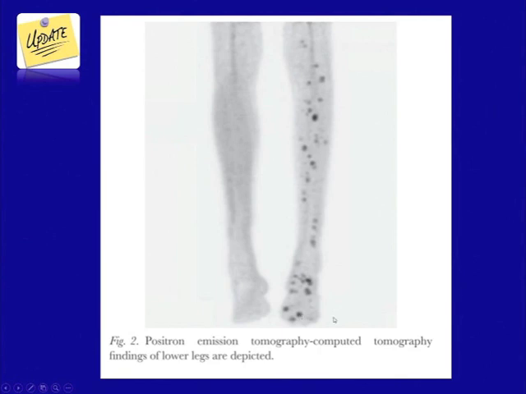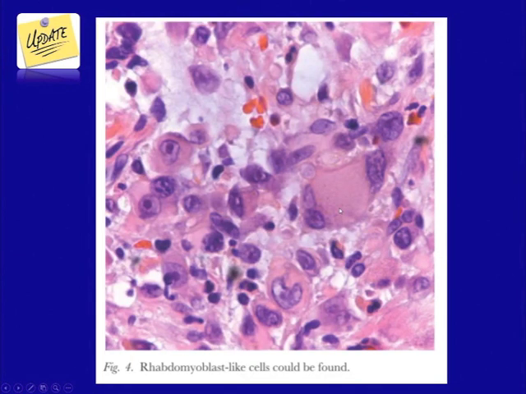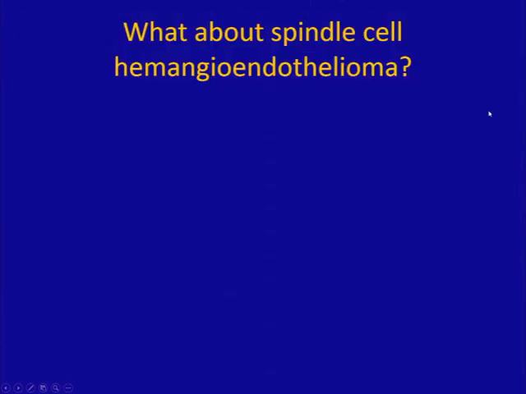So this is a great classic example of how this tumor, epithelioid sarcoma-like hemangioendothelioma, will present. Multiple nodules within one region. And this is just a classic presentation. And again, from our case, we had some rhabdomyoblast-like cells in there as well.